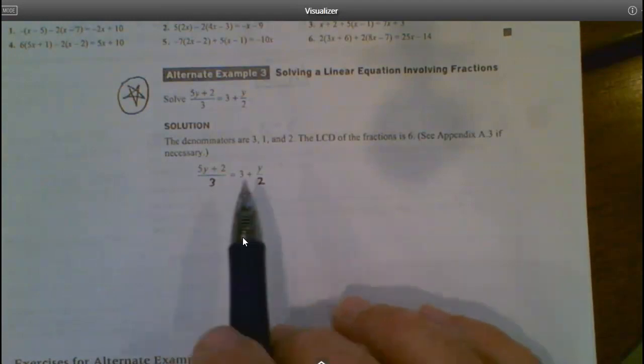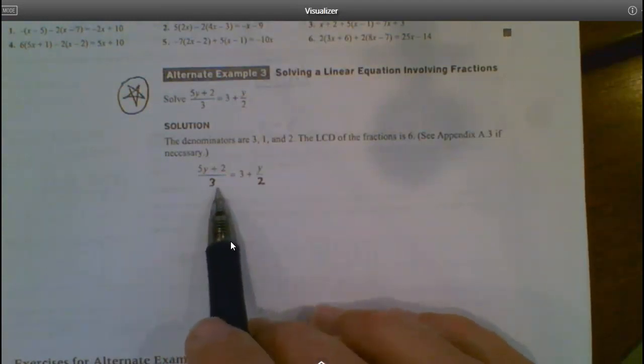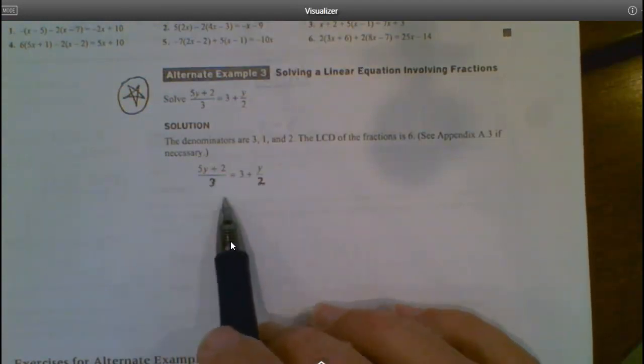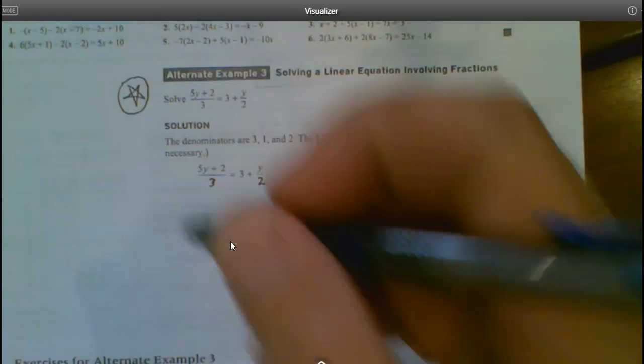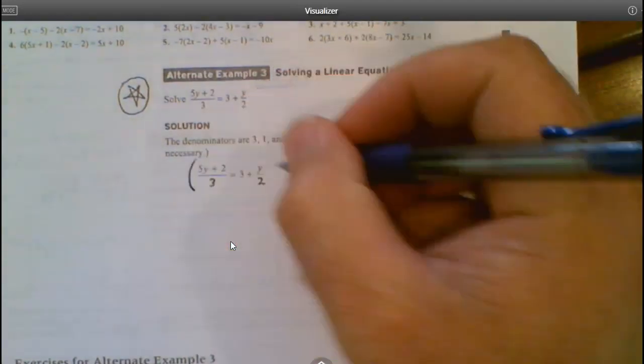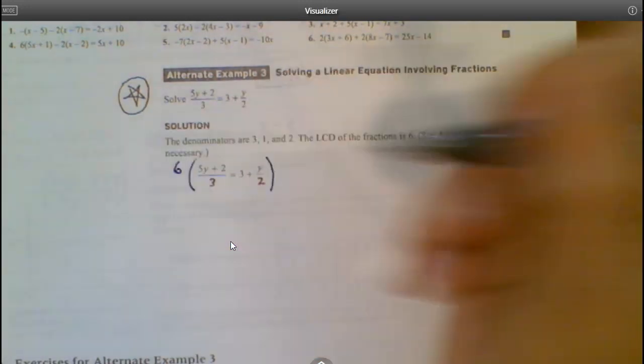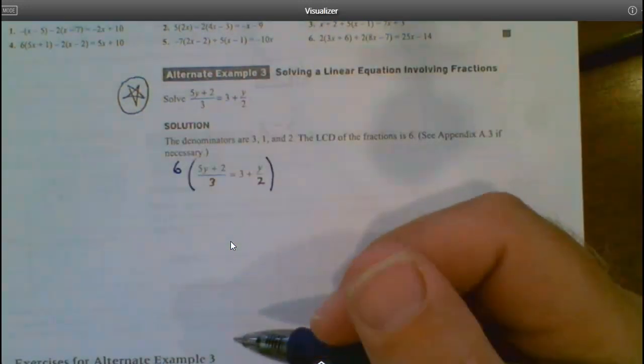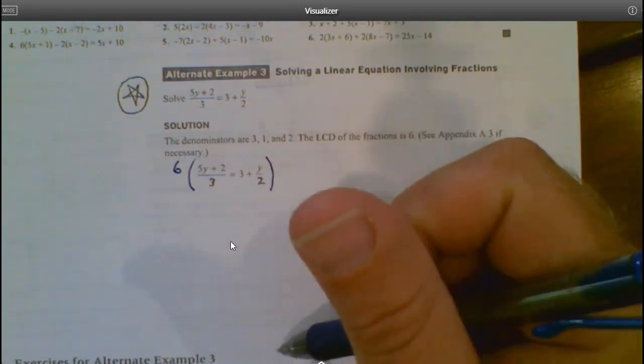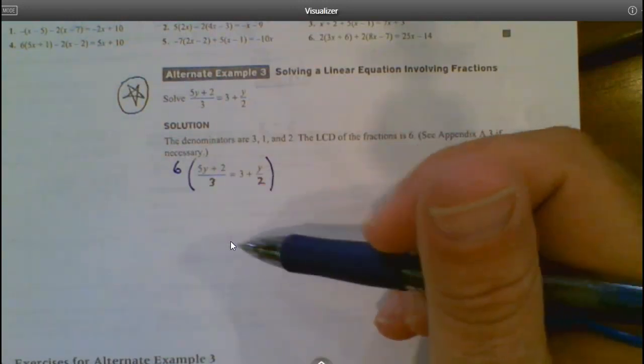So remember on these guys, the best thing to do is look for a common denominator between all three fractions. In this case, it would be 6. So we're simply going to take that 6 and multiply it times both sides of the equation. Remember, you can do whatever you want as long as you do it to both sides of the equation. So I'm going to multiply everything by 6.